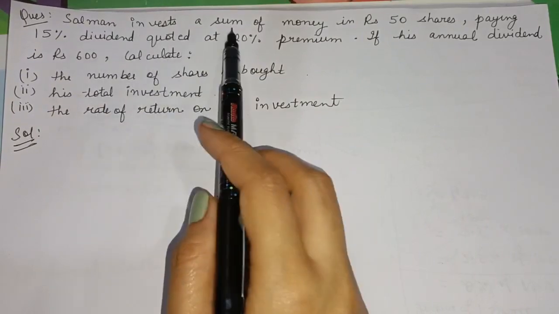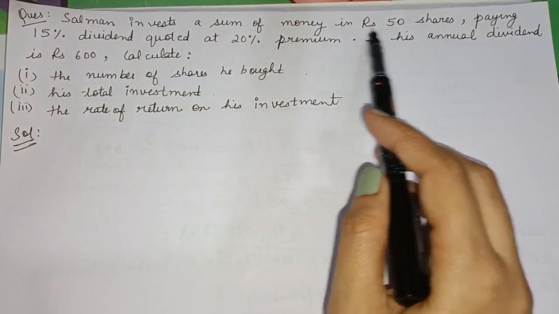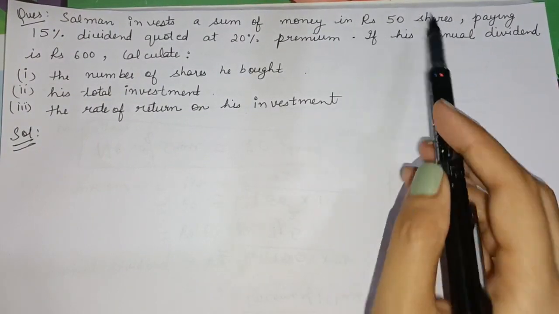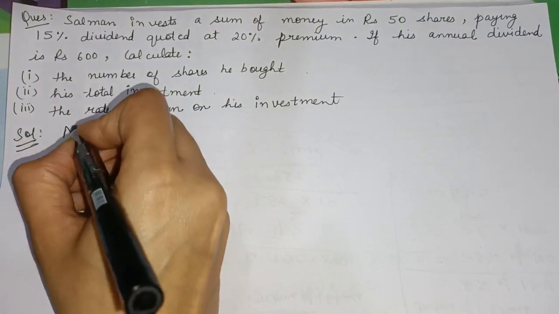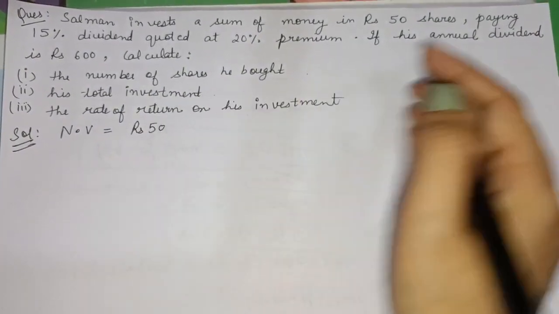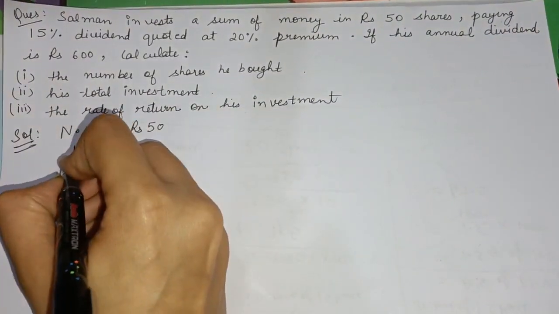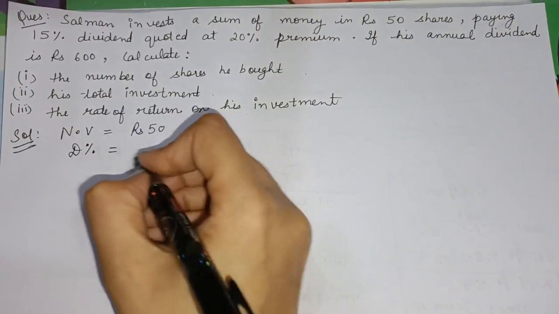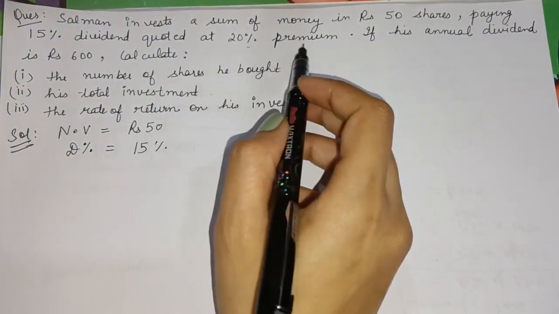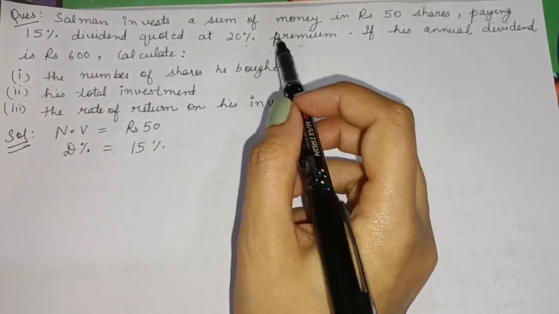So Salman invests a sum of money in rupees 50 shares. See, with cost, shares is written. So that means which cost is given to us? NV, nominal value, is equal to rupees 50. Paying 15% dividend, so that means dividend percent is given to us, 15%. Quoted at 20% premium. Premium means we have to add.